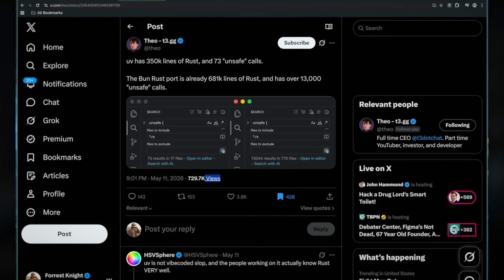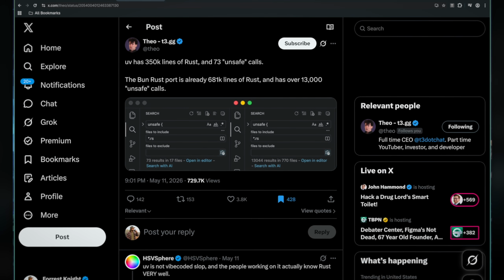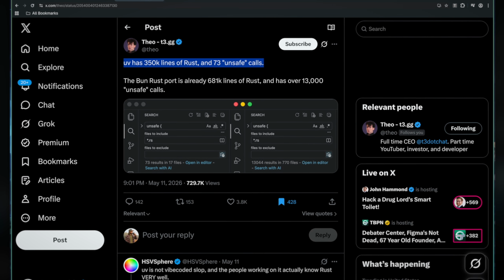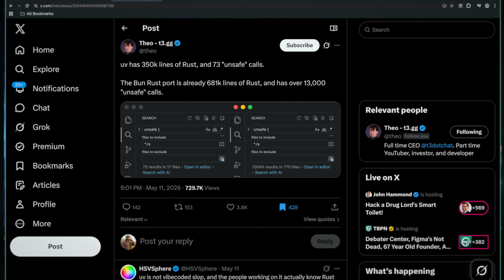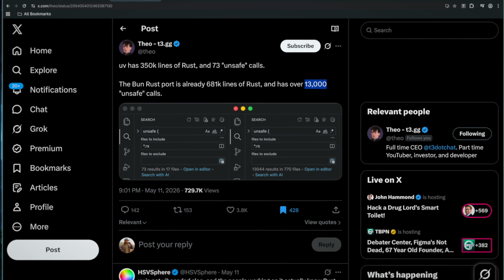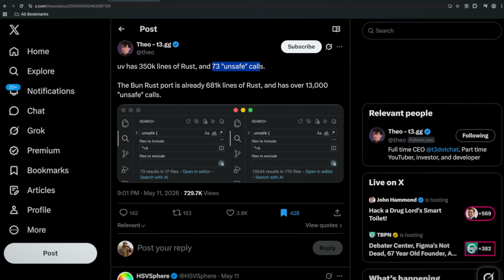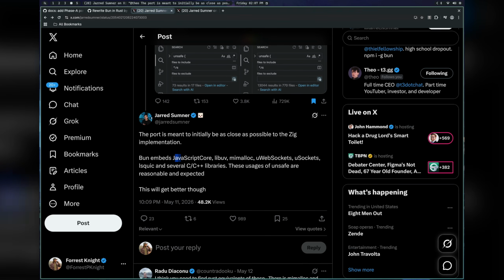Now, I did see this comparison a couple days ago that went a little viral. It was a comparison of the existing Rust code in UV to the new Rust code in Bun, where in Bun, it counted over 13,000 unsafe blocks, and UV was 73 unsafe blocks. So the general sentiment seemed to be that, hey, they're not writing Rust, they're writing C++ with Rust syntax with all of these unsafe blocks. Because Bun embeds JavaScript core, libuv, uWebSockets, and several C and C++ libraries, these usages of unsafe are reasonable and expected. This will get better though.